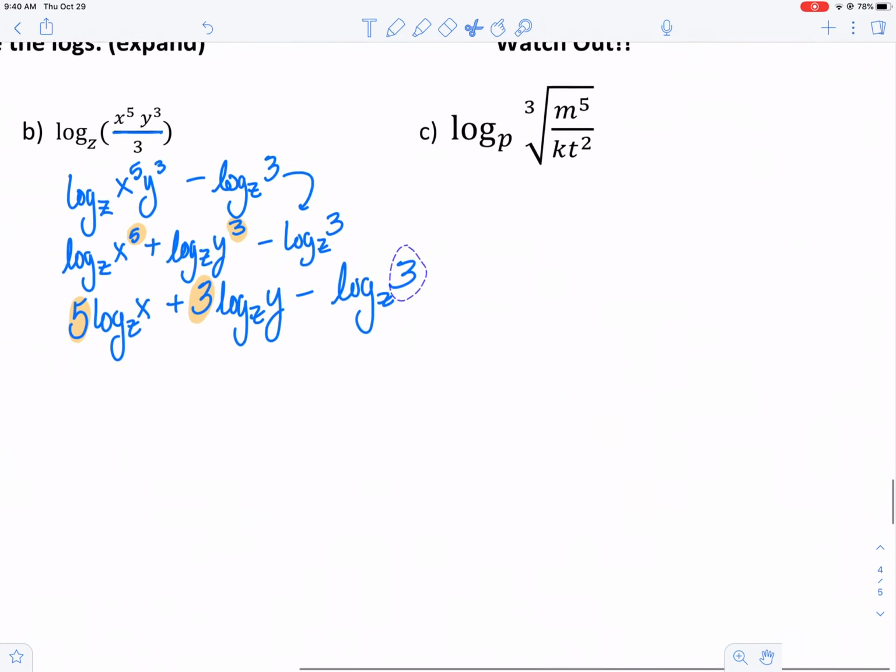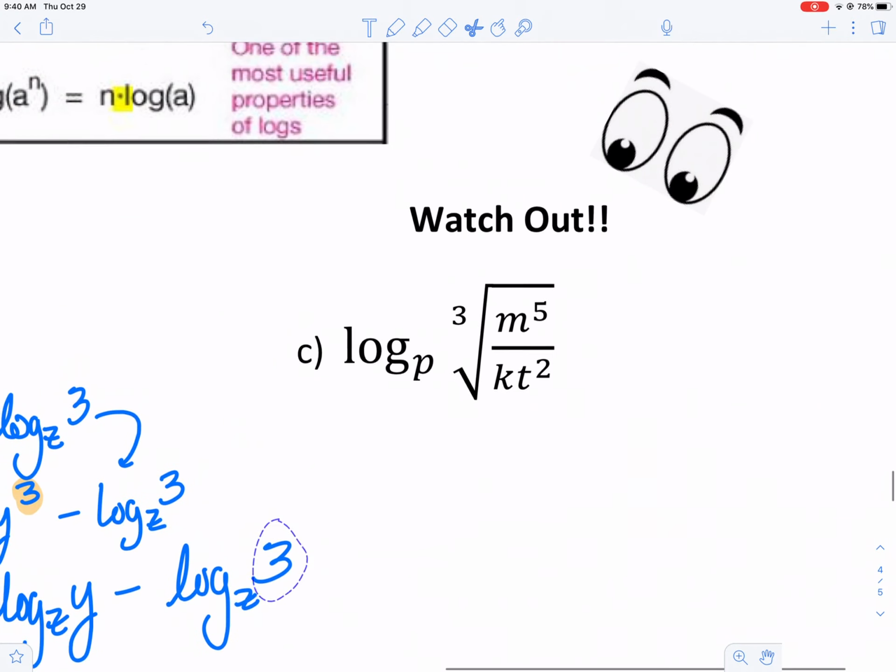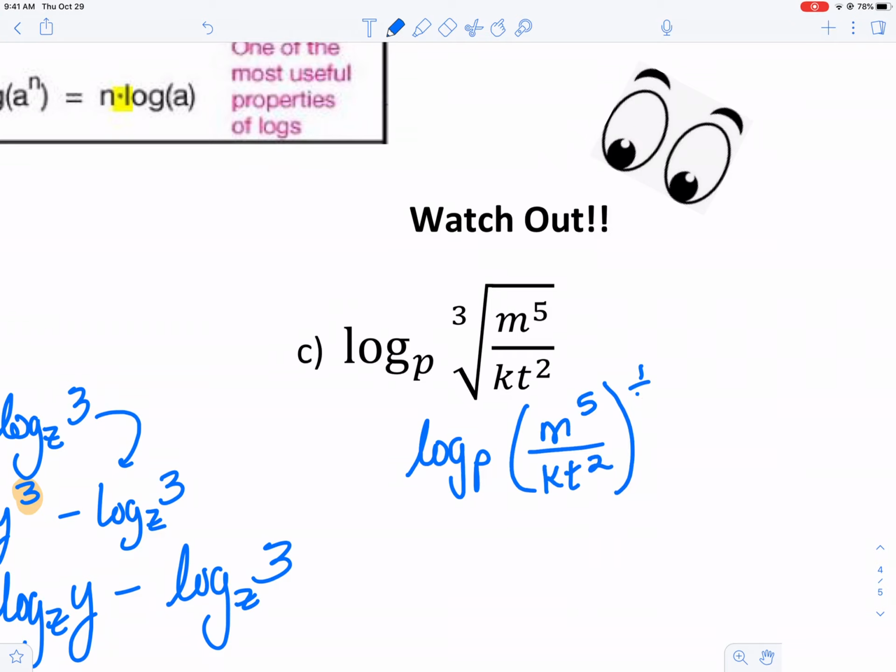All right. This last one, you've got to hold your horses on this one. Notice I said watch out, because it's a rather lengthy problem. First thing I'm going to do is I see this cube root. I'm going to rewrite that as an exponent, because we haven't done any cube roots or square roots with logs. So we're going to write that to the 1/3 power.